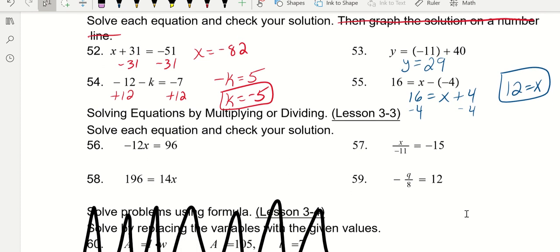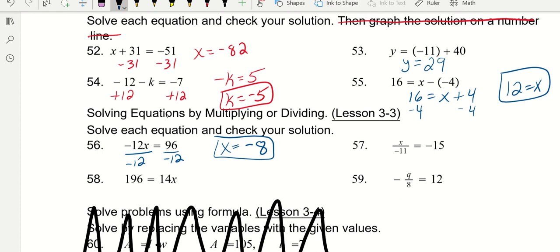Number 56. Solving equations by multiplying or dividing, Lesson 3.3. Solve each equation and check your solution. These are equations. What's happening between the negative 12 and the x here on 56? That's multiplication. What's the inverse of multiplication? Division. So I divide by negative 12 on both sides of that equation, and we get x is equal to, what's a positive divided by a negative? A negative. That's going to be negative 8, right? 8 multiplied by 12 is 96. Yep. Okay, good.